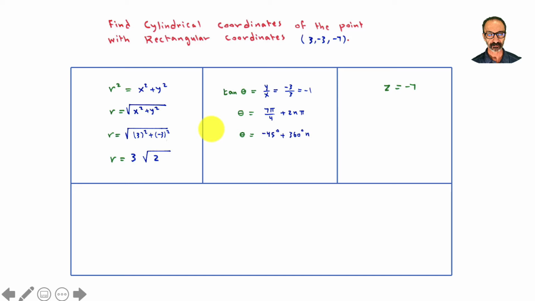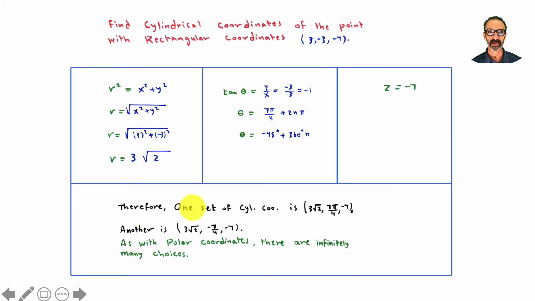Now, z equals negative 7, which is the same as what is in rectangular. Therefore, one set of cylindrical coordinates is r, theta, and z: 3 root 2, 7 pi over 4, and negative 7. Another one will be 3 root 2, negative pi over 4, like negative 45 degrees, and negative 7. As with polar coordinates, there are infinitely many choices.